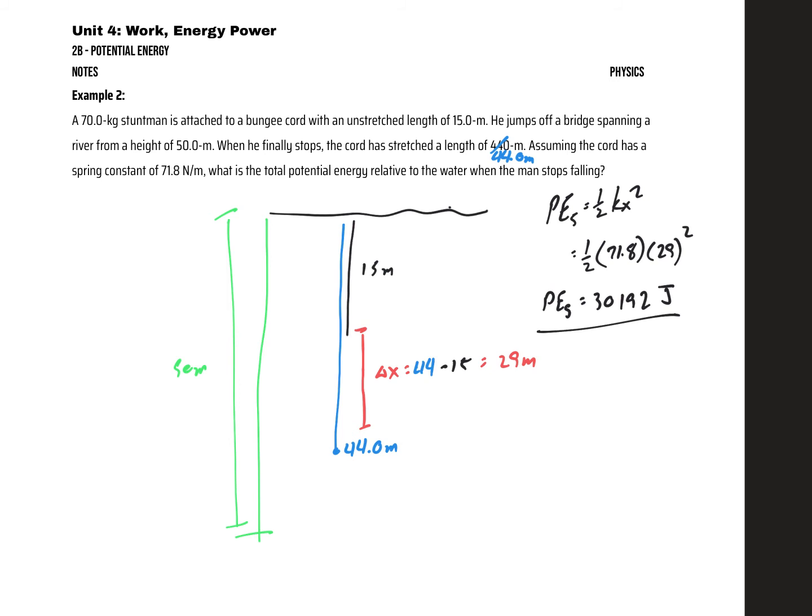If we remember, there's still some kind of distance here, and it looks like there's 6 meters left over. And so the potential energy at this point is mgh. We know the mass of the stuntman, 70 kilograms. Our gravitational pull is 9.8, and a distance of 6 meters above the ground. So if we crunch these numbers together, we get a potential energy at this point of 4116 joules.